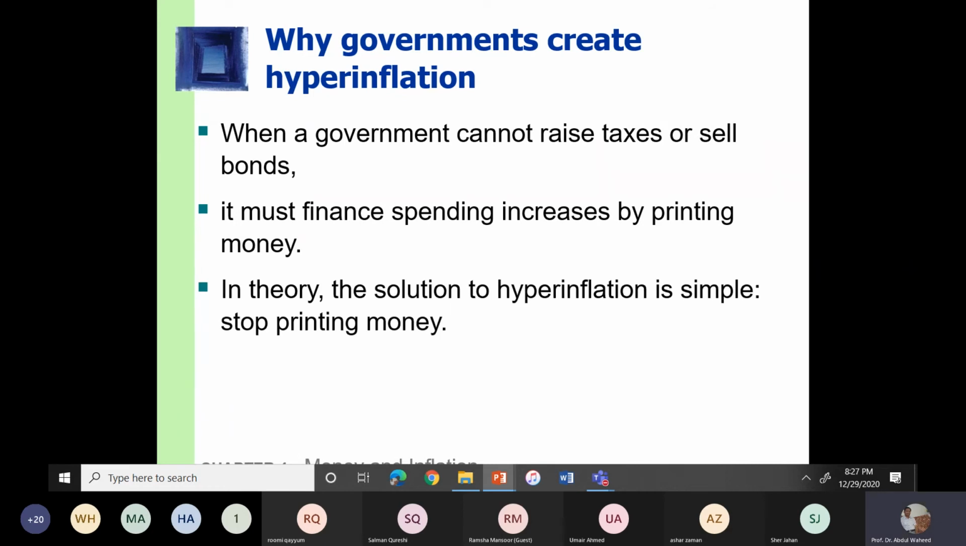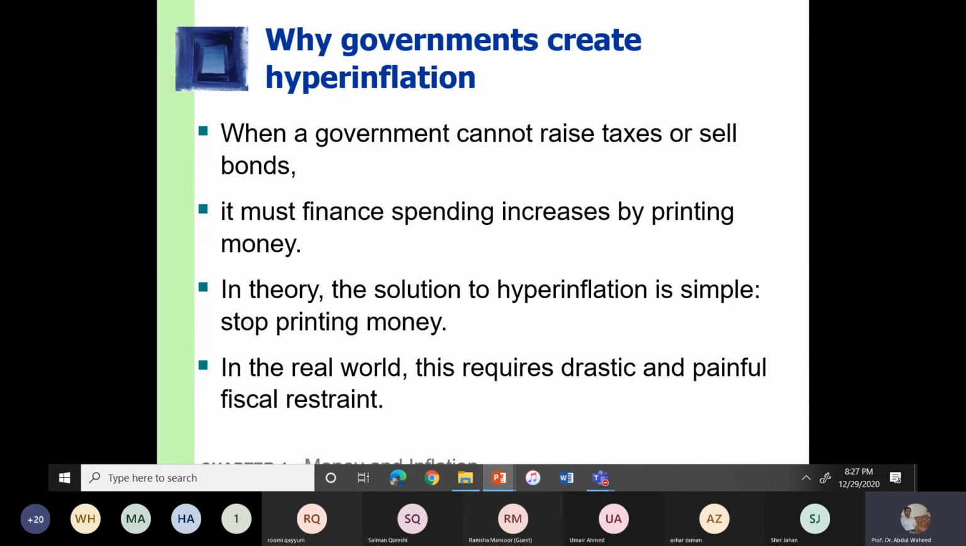So in theory, the solution to hyperinflation is very simple. Just stop printing money. If you reduce the money supply growth rate, then inflation rate will also decrease. But again, in the real world, this requires drastic and painful fiscal constraint. For this, you have to increase your taxes or you have to reduce your expenditures. So government needs to reduce government expenditure, government needs to increase taxes, and these are painful.